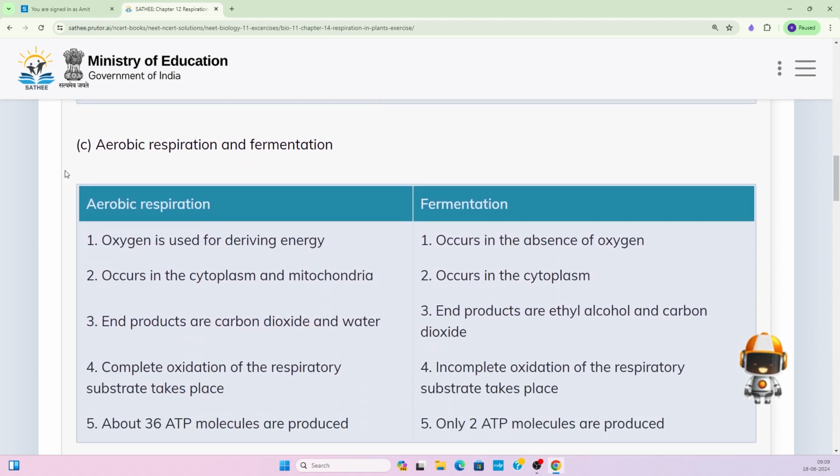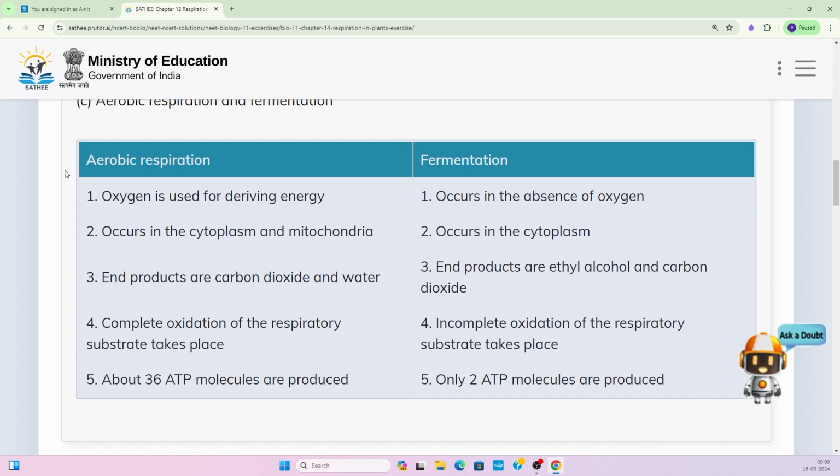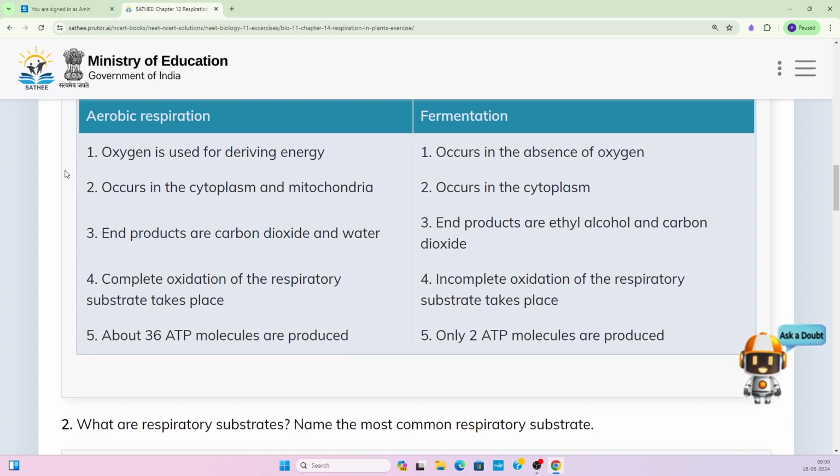Now, the next difference is about aerobic respiration and the fermentation process. First, oxygen is used for deriving energy, whereas fermentation occurs in the absence of oxygen. No oxygen is required in the process of fermentation. The fermentation process does not require any type of oxygen, whereas in aerobic respiration, oxygen is used for deriving the energy.